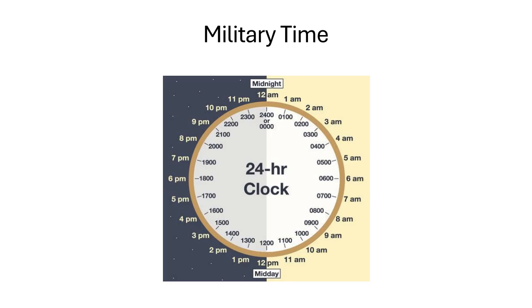So as you can see, going clockwise, 1 a.m. will be 0100 hours. 2 a.m. would be 0200 hours, and so on until you reach midnight, which then will be a new day. You will reach 2400 hours or 0000 hours, giving you a new day.